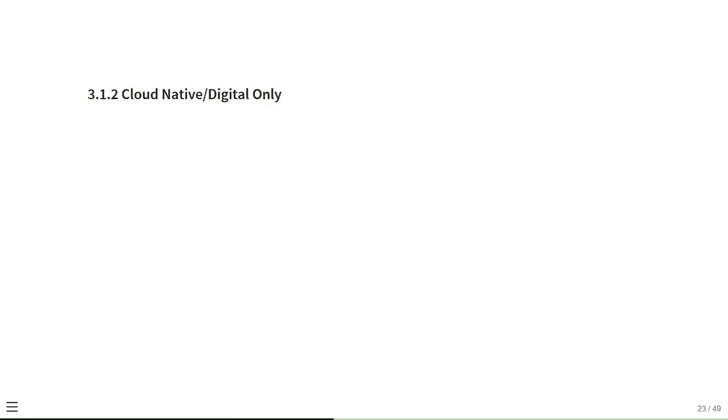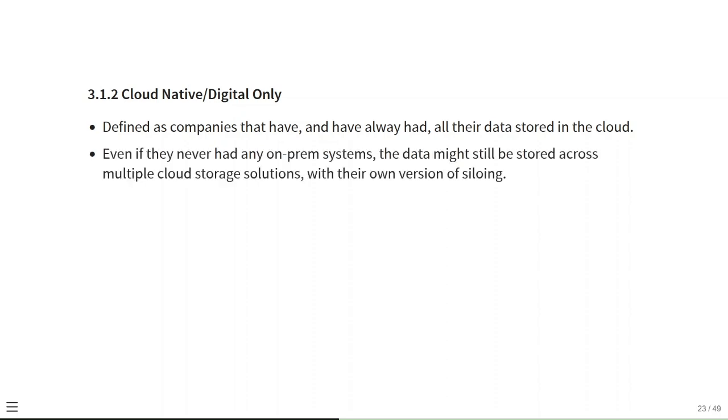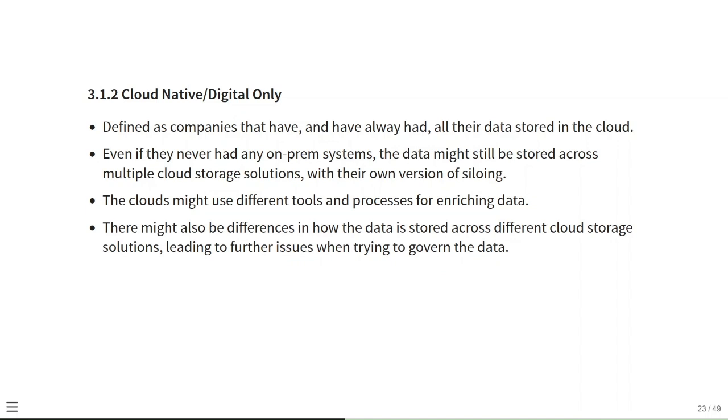The cloud-native or digital-only companies are defined as companies that have and have always had all their data stored in the cloud. Even if they never had any on-prem systems, the data might still be stored across multiple cloud storage solutions with their own version of siloing. The clouds might use different tools and processes for enriching data, and there might also be differences in how the data is stored across different cloud storage solutions, leading to further issues when trying to govern the data.